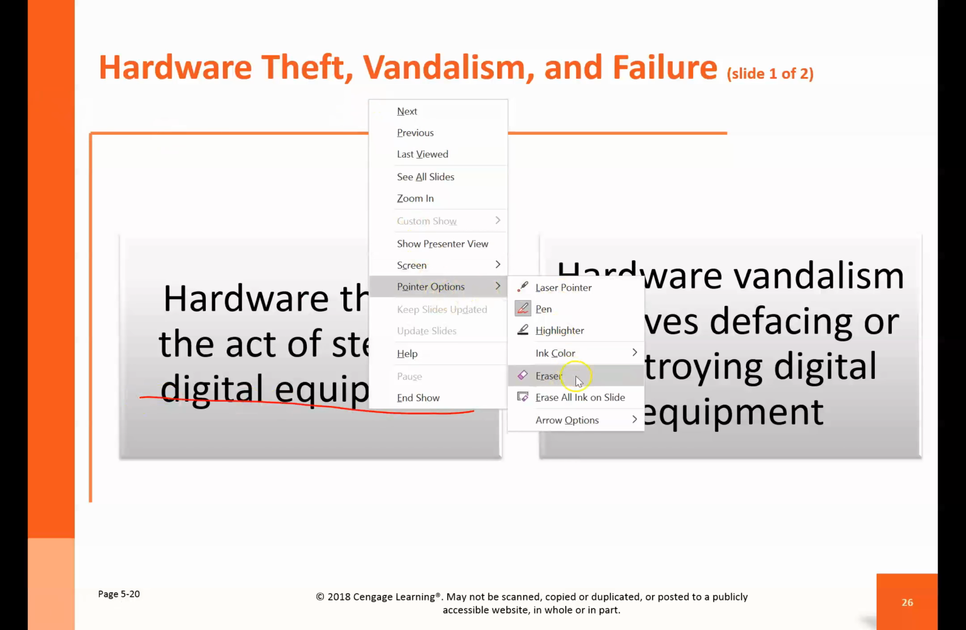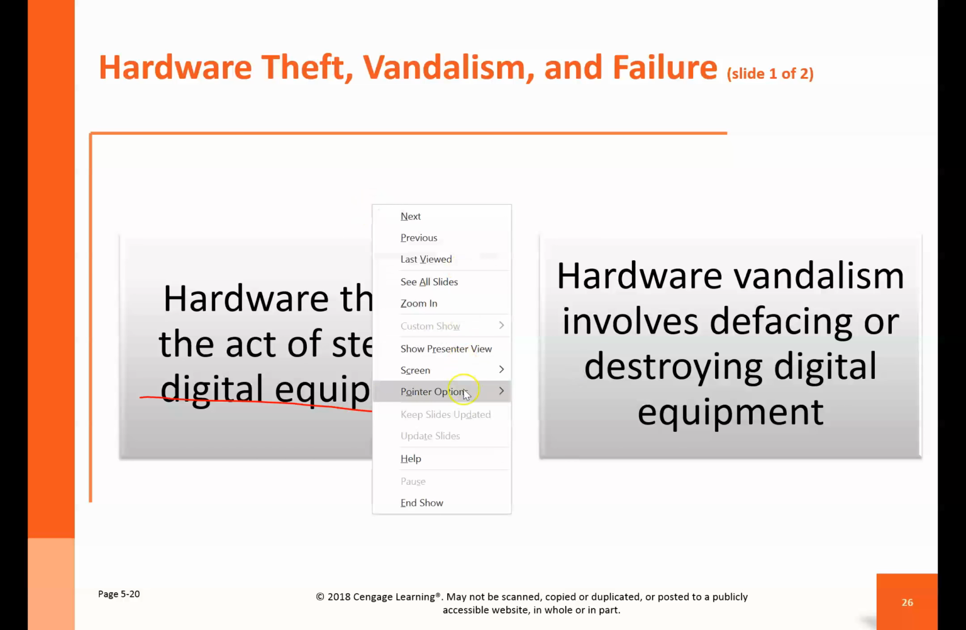Hang on, let me use an eraser to get this one erased first. Yep, and then go back to the pen.